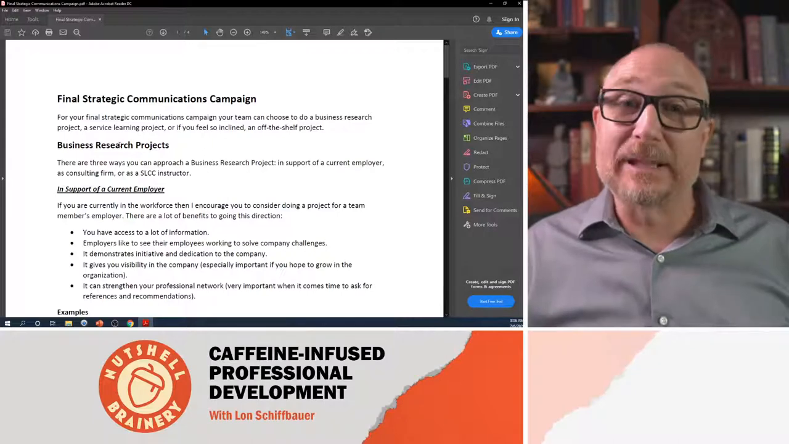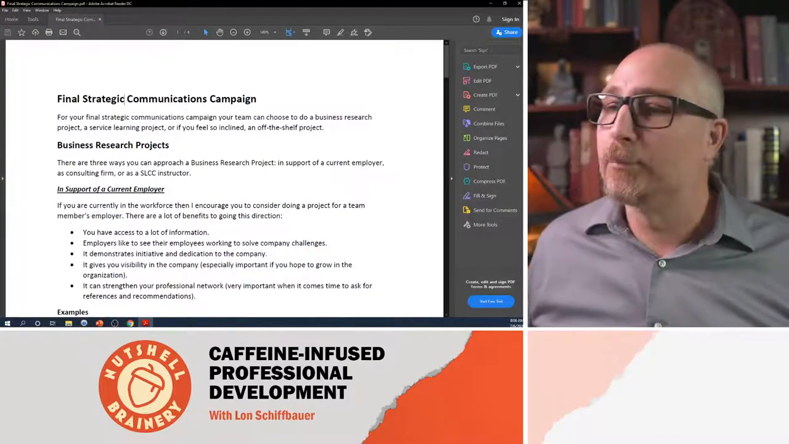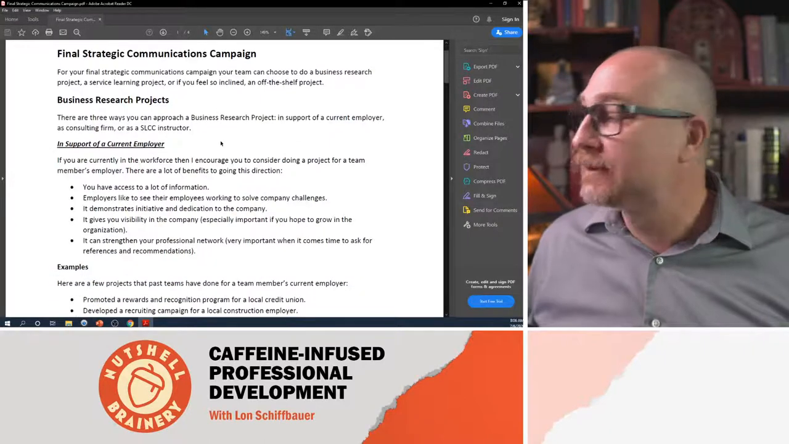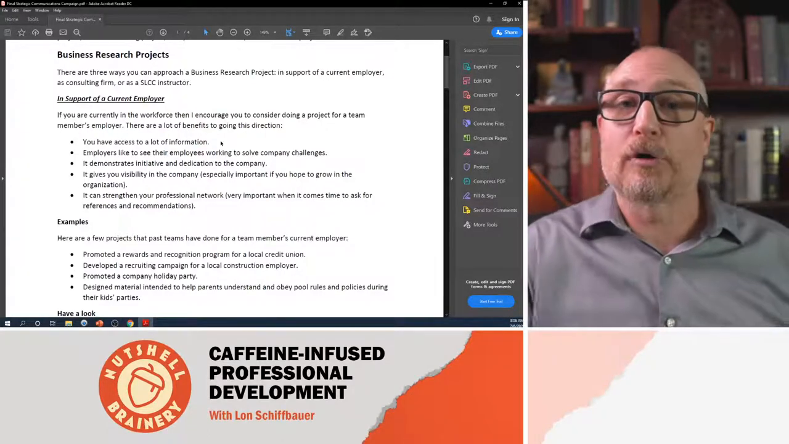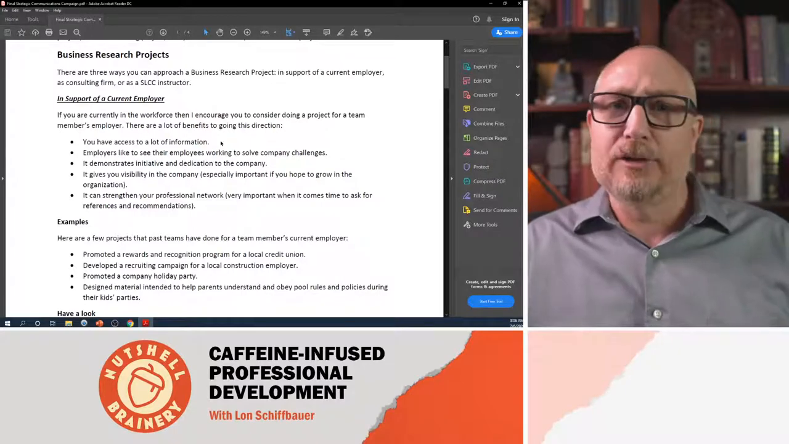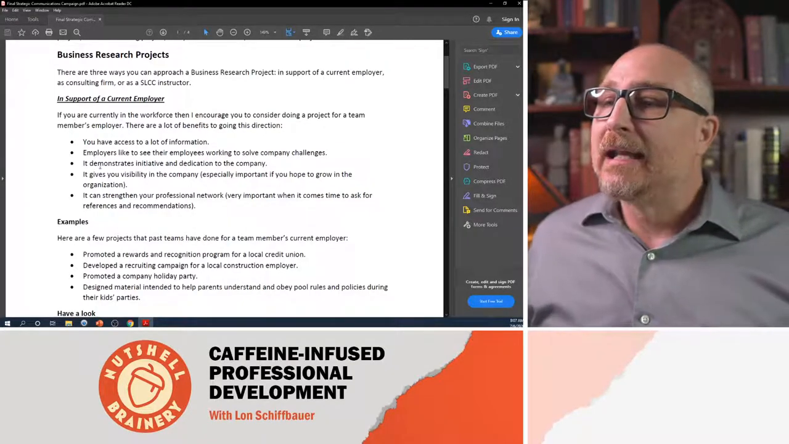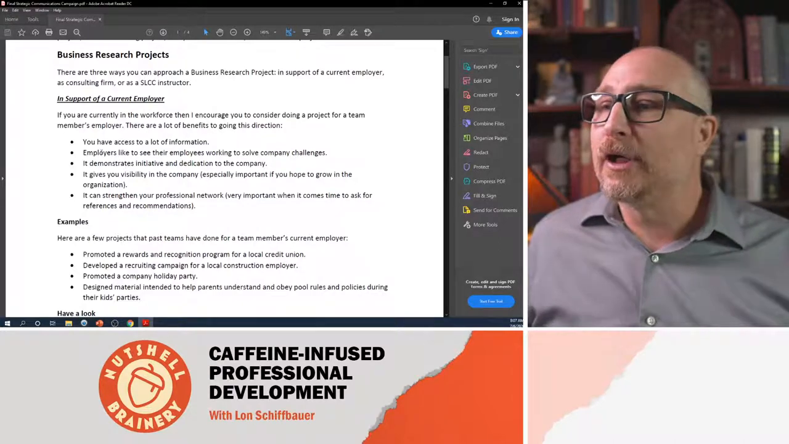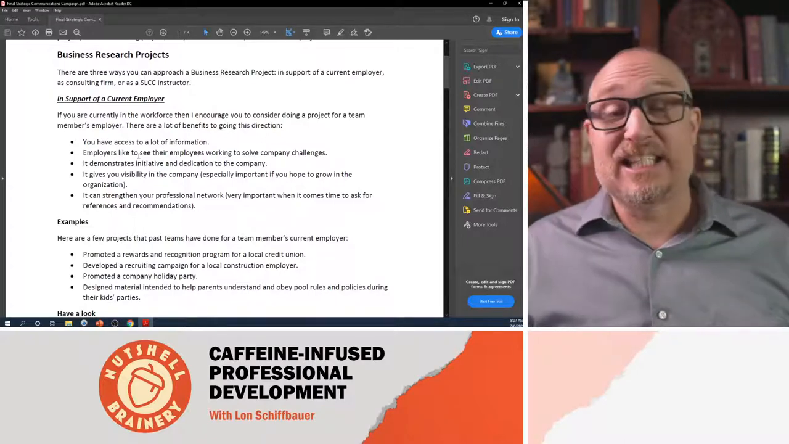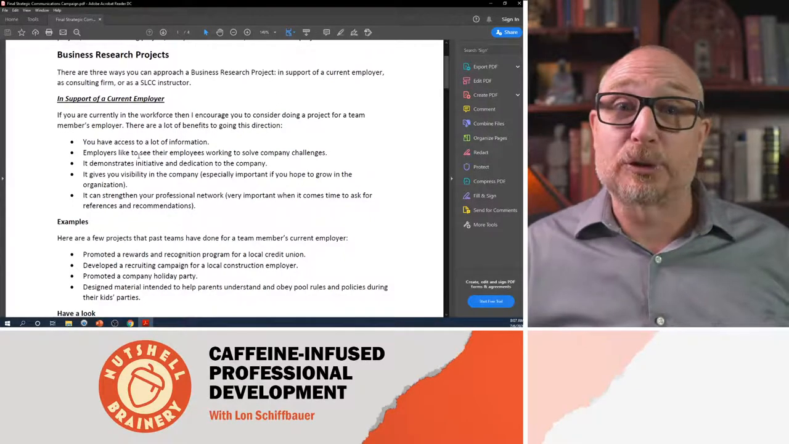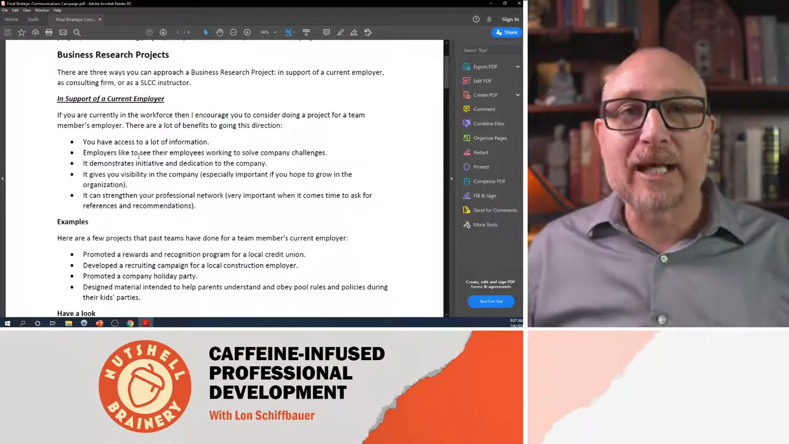This is internal business. So there's a few ways that you could approach this. You could, and I'm pointing at the wrong one, do this in support of your current employer, right? Somebody on your team may work for a company that has an internal communications need. And we'll look at some examples so that you understand what I mean. The really nice thing about doing it with a current employer is that you have a ton of access to the information you need. And employers love to see employees go the extra mile and do work for the company at school. It really demonstrates engagement and commitment to the company.